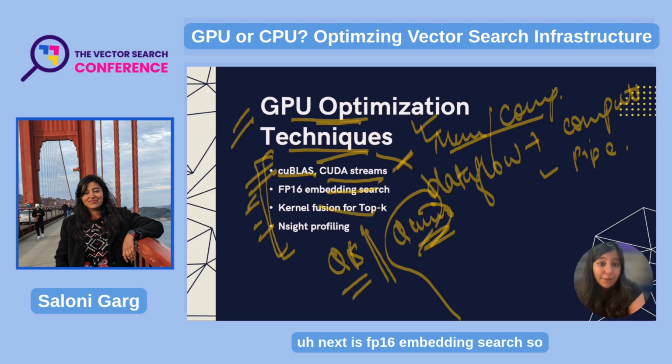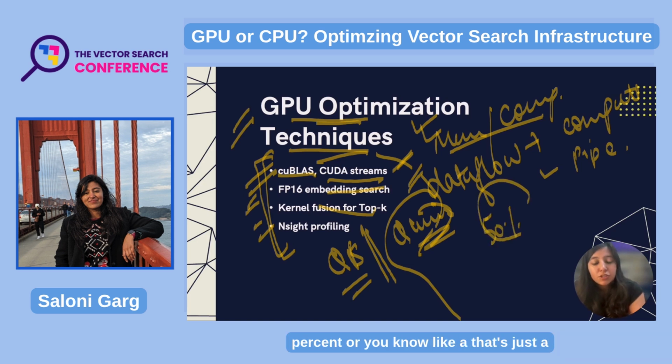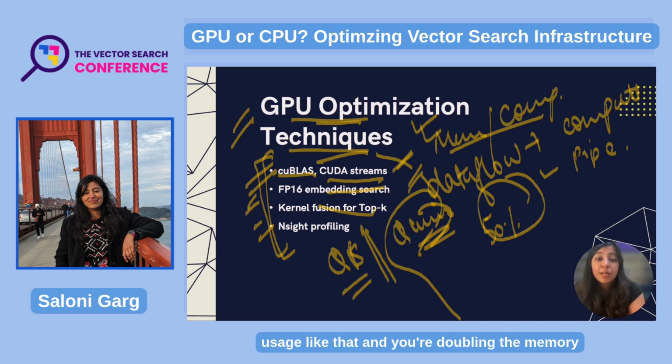Next is FP16 embedding search. FP16, floating point 16, is supported natively by GPUs like the A100 and L4, which have native support for half precision. By storing embeddings in FP16 and running the search computation in lower precision, you are reducing the memory by at least 50%, which is just a ballpark figure, and you're doubling the memory bandwidth as a result. So yeah, next thing is kernel fusion.